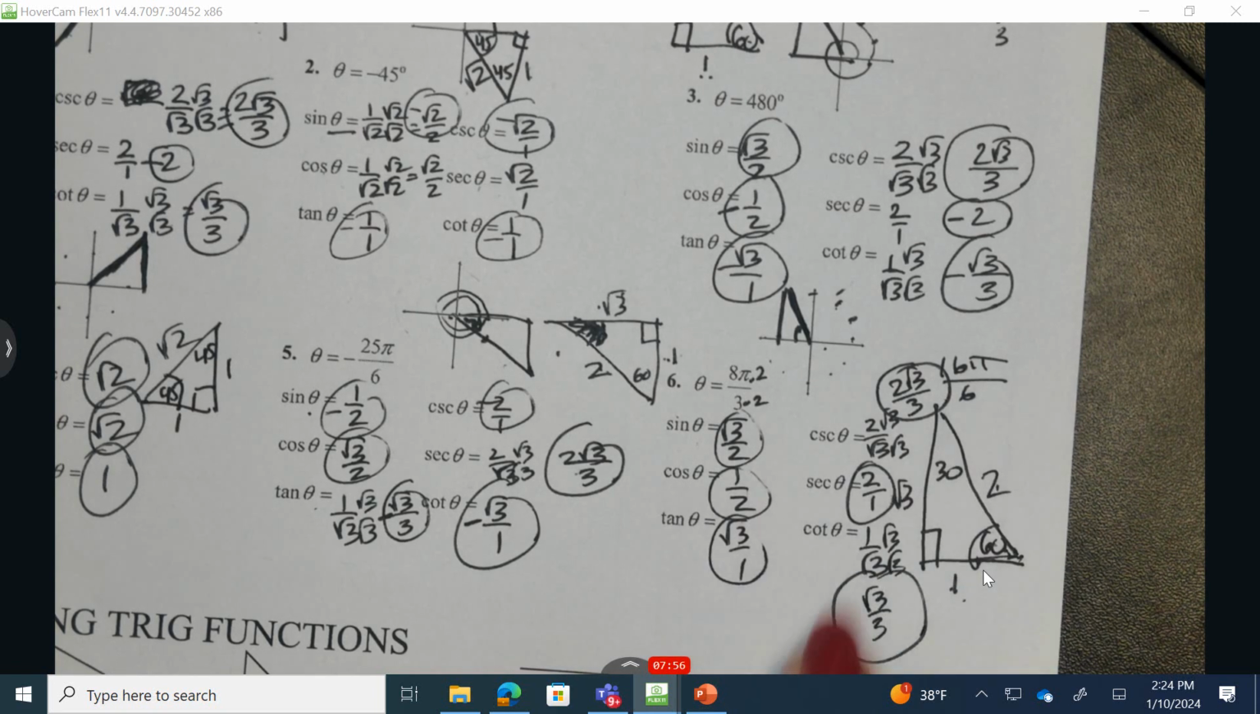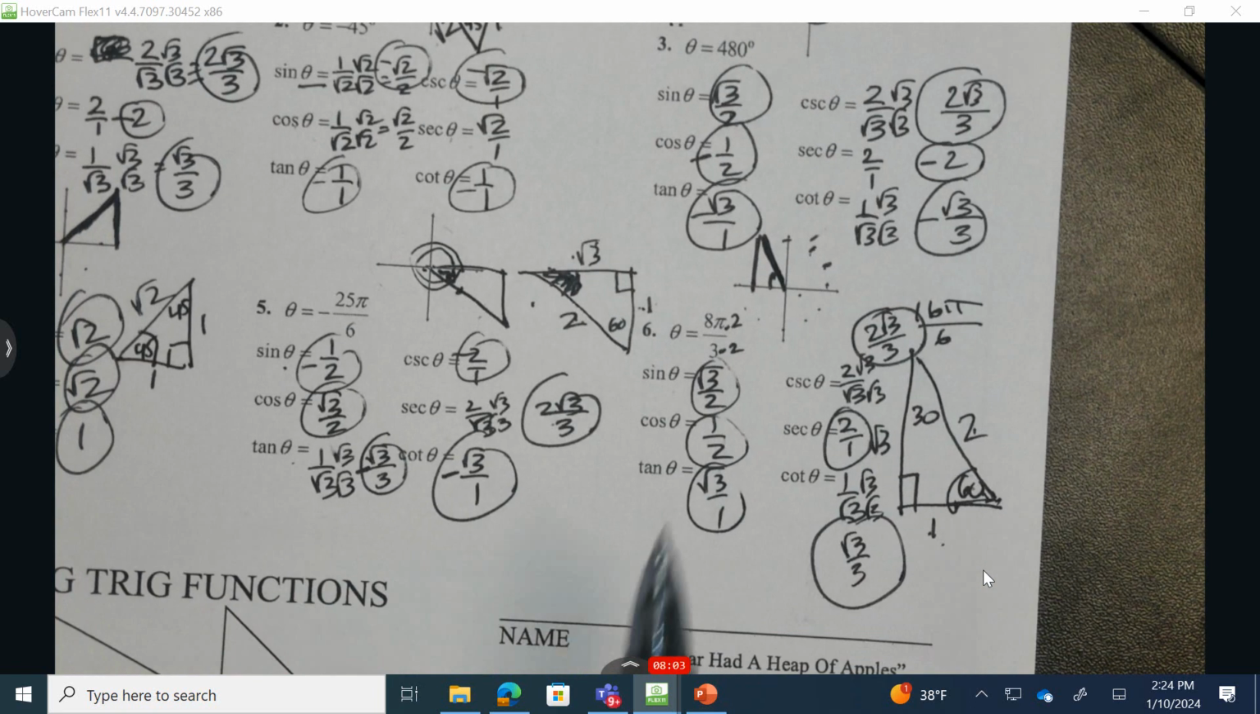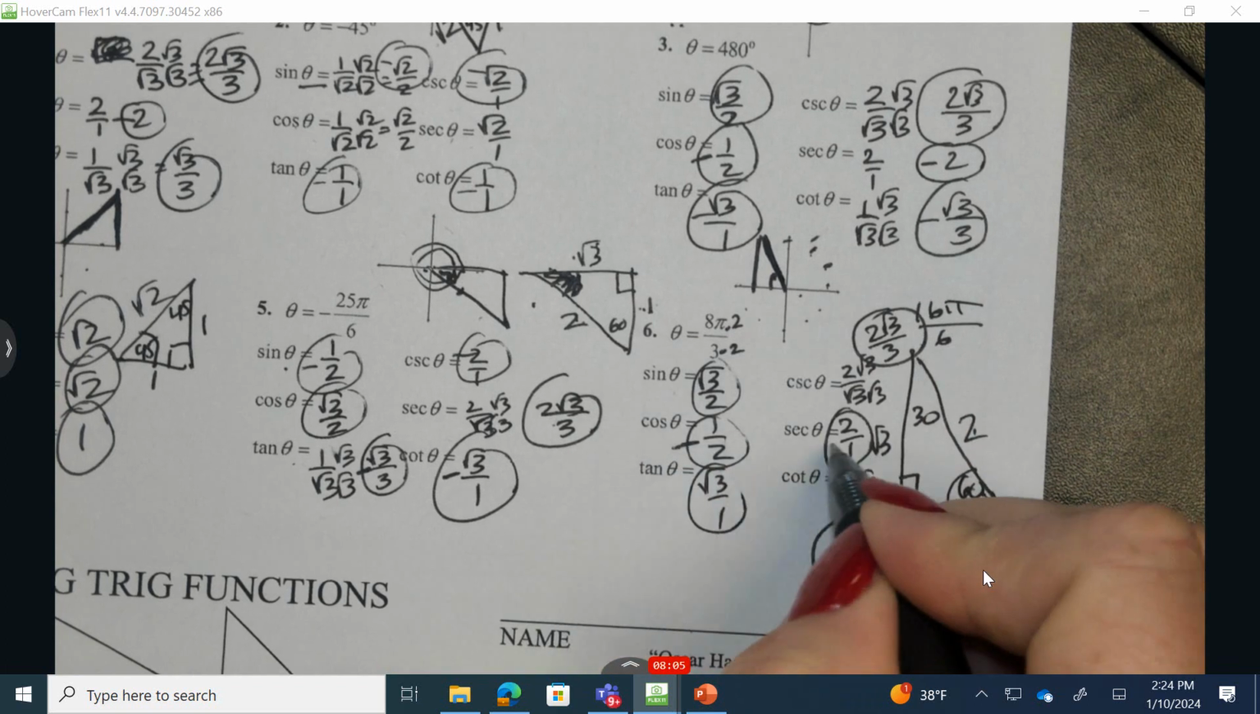So I have my 6 different answers, but this lands in which quadrant? Quadrant 2. In quadrant 2, only the sine is positive. So sine and its reciprocal are positive, everything else gets a negative.